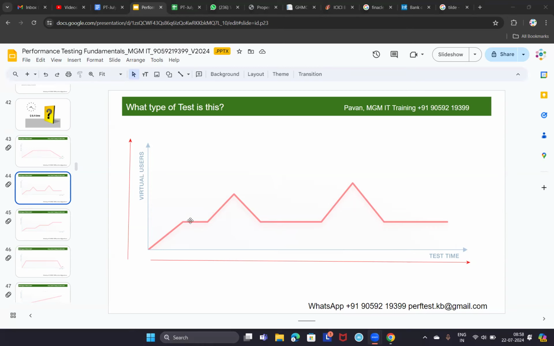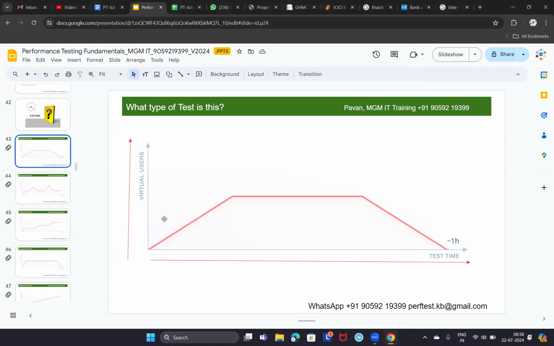Let me explain one more thing in this graph. This is called the ramp up period, which means users are slowly accessing the system. Like at 7 o'clock in the morning, everyone is waking up and starting to use WhatsApp or Insta. Slowly the number of users increases. After some time, there will be a steady state.